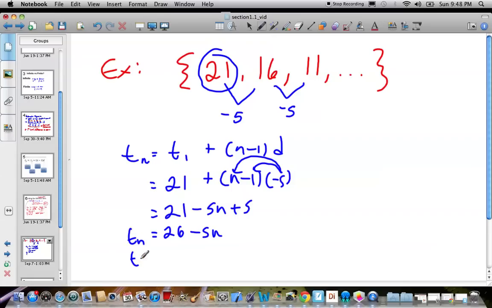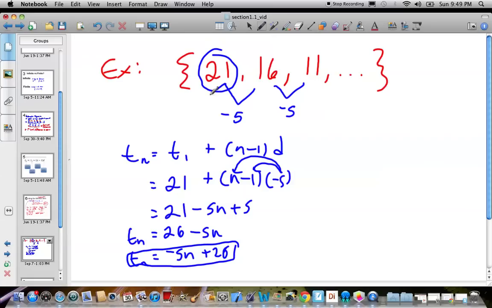Now we like to rearrange it to look a little bit nicer, so that's negative 5n plus 26. I think I said 21 there a second, but it's 26. So here we go. That's my general term. And again, you could get that right away, because you notice the negative 5, that's always going to be in front of my n, so that's what you got. This way it's going down by 5.